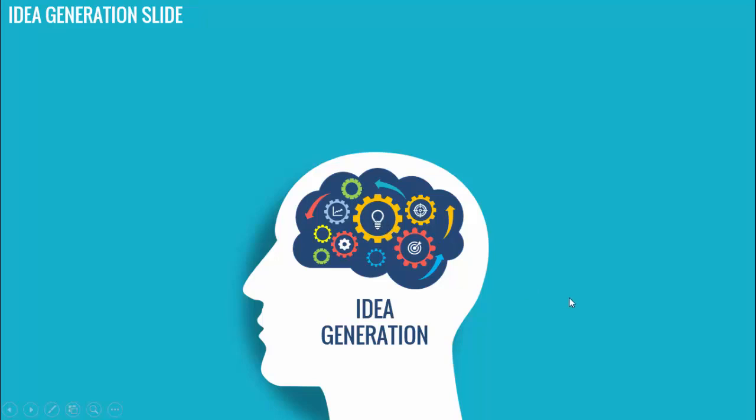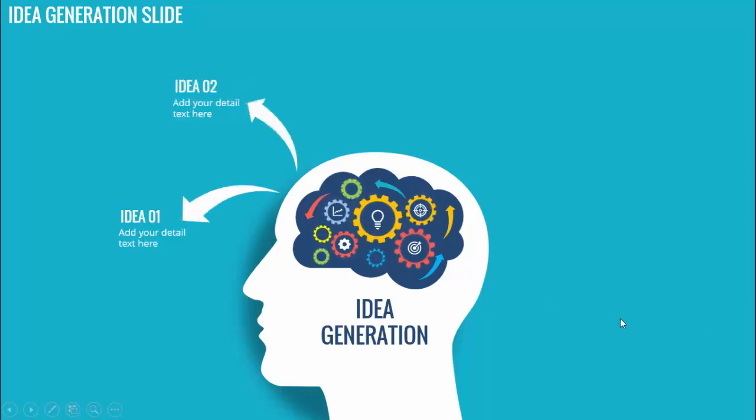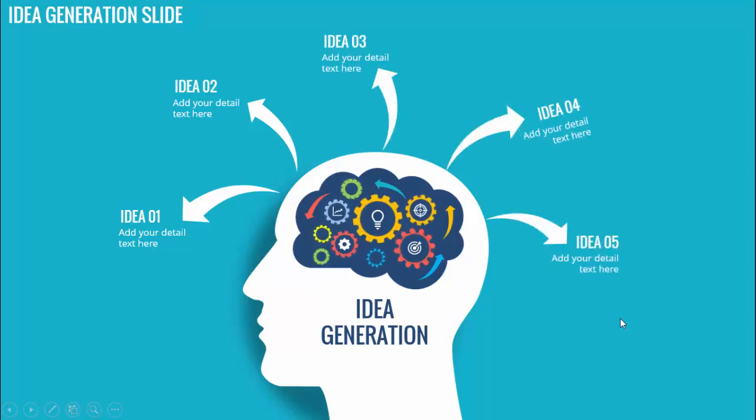So how the slide works is when I click, you can see here the gears started rotating or spinning, and when I click it will show me the first idea, and then second click it will show me the idea number 2, the idea 3, 4 and idea 5. So depending on your requirement you can increase or decrease these ideas.